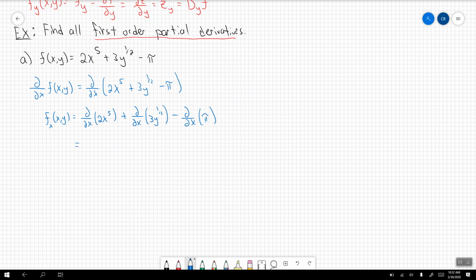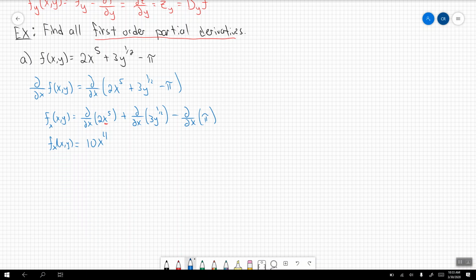So for the first term, we're going to take the partial derivative there. That just means to us, since we do have a variable x here, all we need to do is just take the derivative that we know how to do from Calc 1. So that's going to be 10x to the 4th. Very nice. Now, the second term that we need to take the derivative for is 3y to the half.